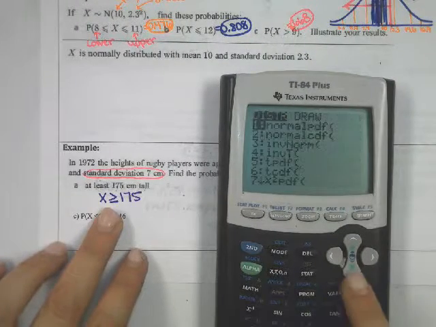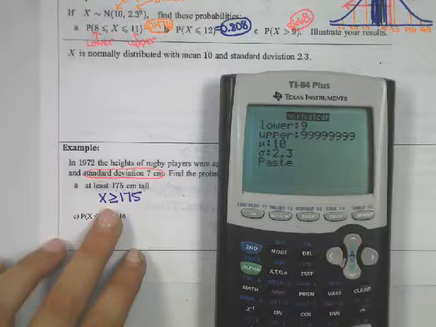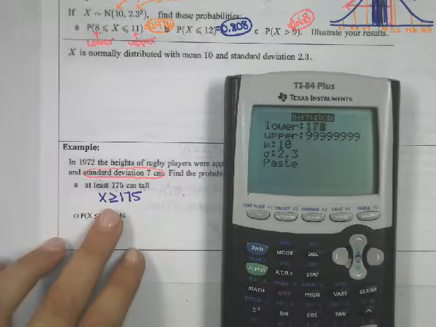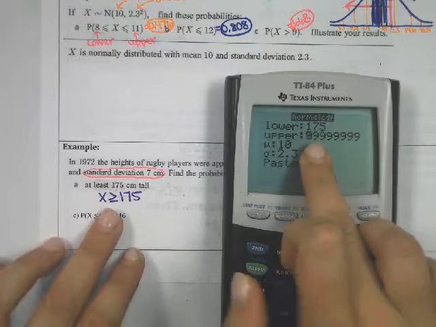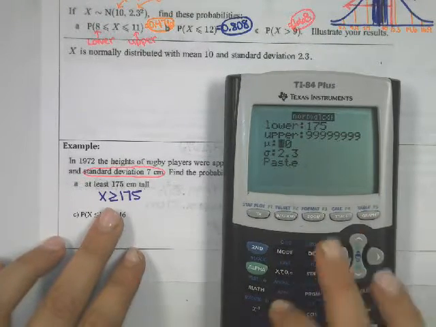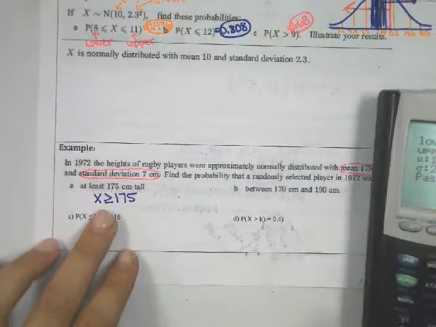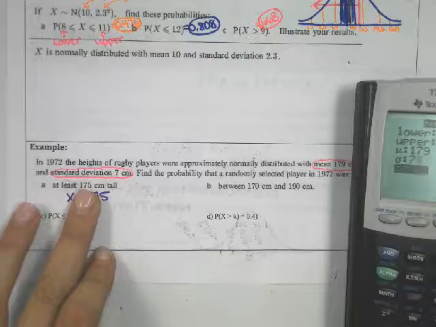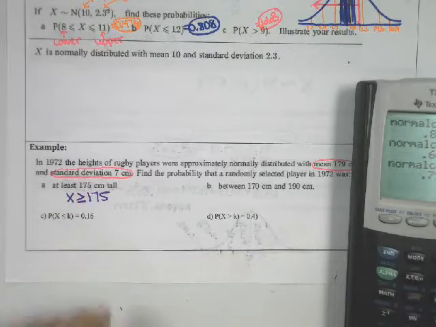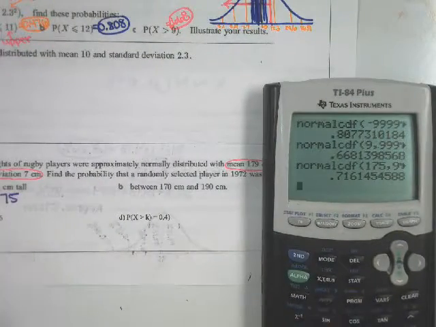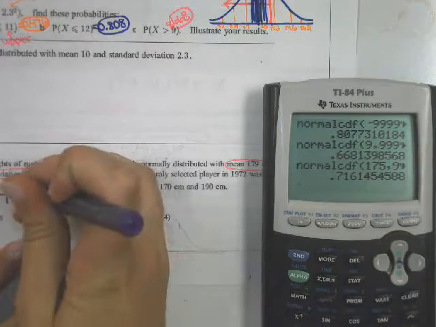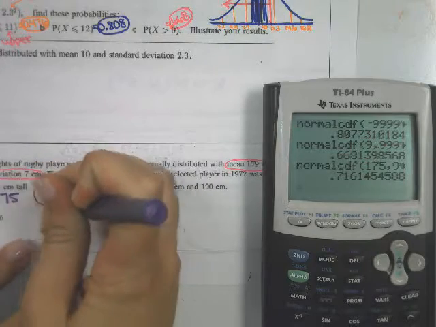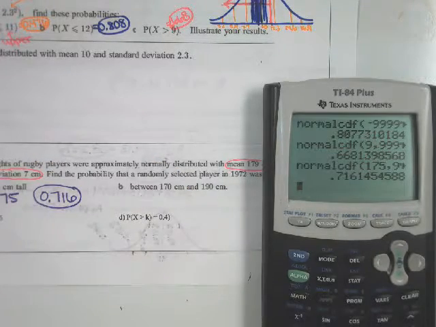So I'm going to do second distribution, normal CDF. We're doing greater than 175, so the lowest would be 175. Anything bigger, so all the way to a really large number. And let's see, my mean was 179, standard deviation was 7. And that should spit out the probability. So we'll write it as a decimal. There it is. Okay.